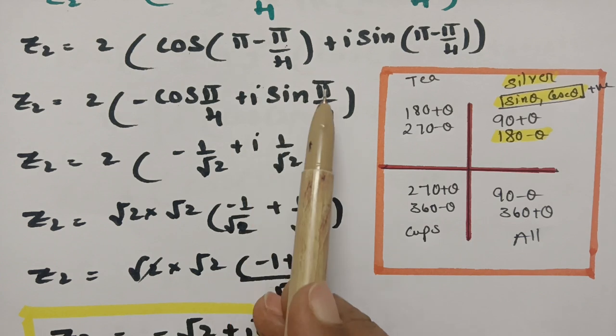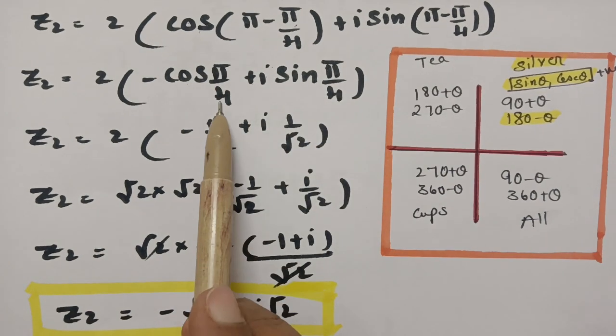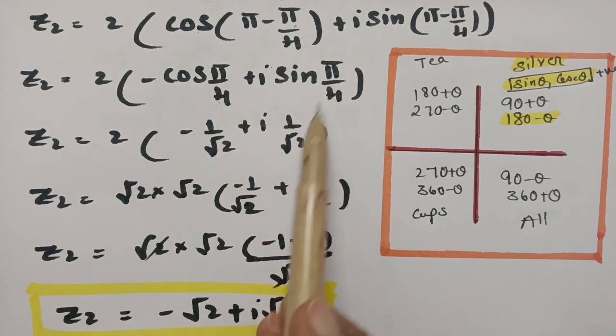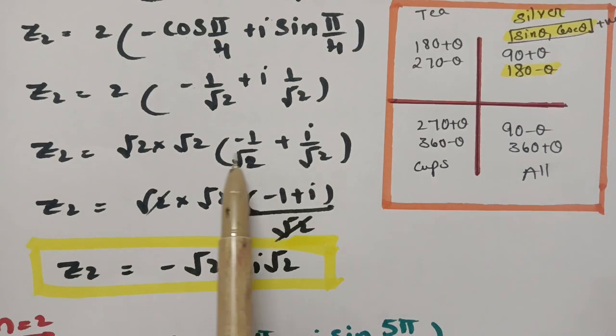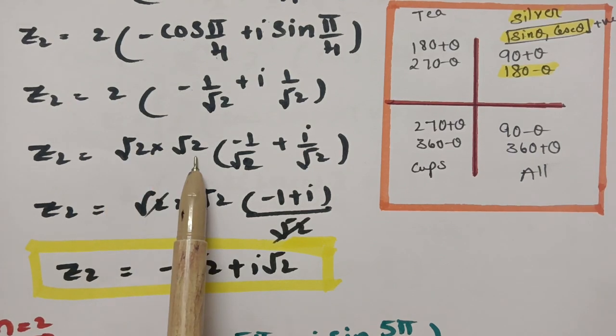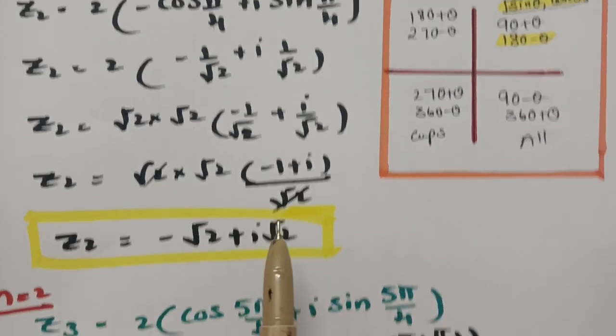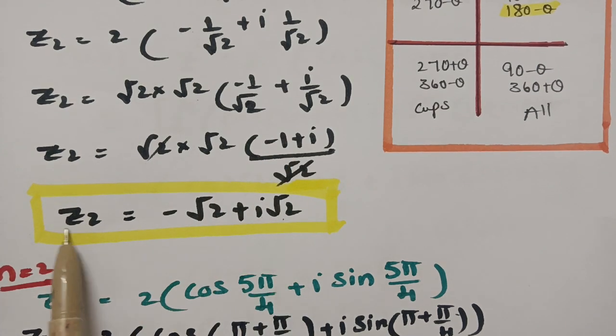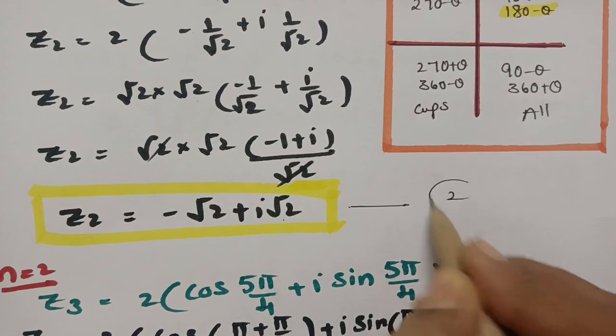That is i times of sin pi by 4. As you know that sin pi by 4 is 45 degrees, this will be minus 1 by root 2 and this is plus 1 by root 2. So if I take root 2 as LCM and if I write 2 as root 2 into root 2, and if I cancel root 2, this will be minus root 2 plus i times of plus root 2. So this is our pole number 2.